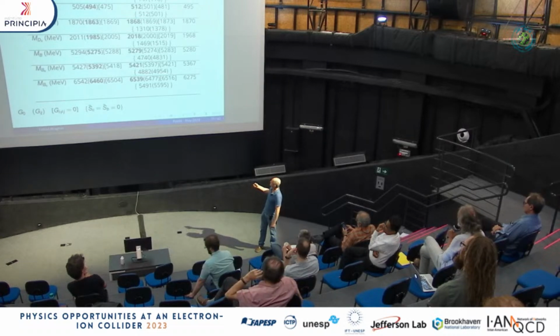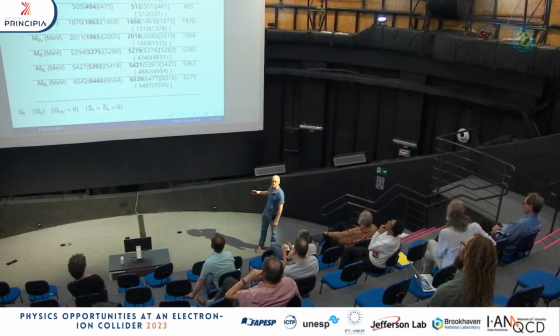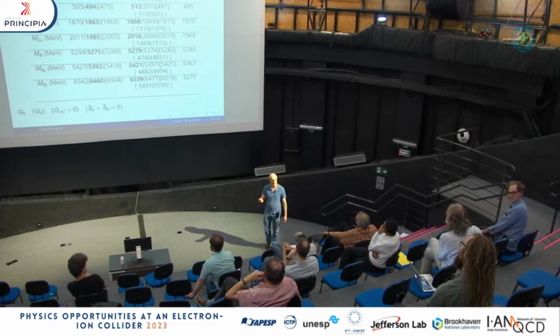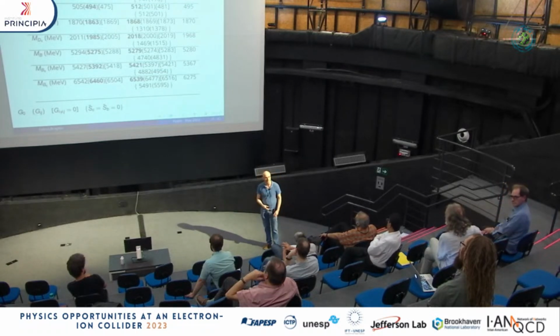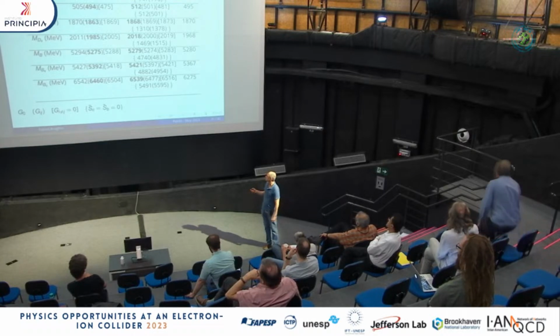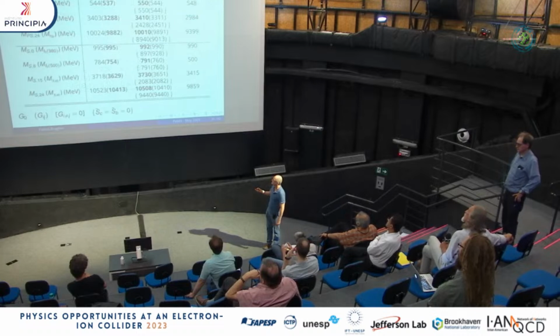If you take these values in this bracket here, this is the value with zero condensates, and these are the values with condensates. So the value is reduced by more than 10% when you switch off the heavy meson condensates. But I didn't write the value of the condensates themselves here.